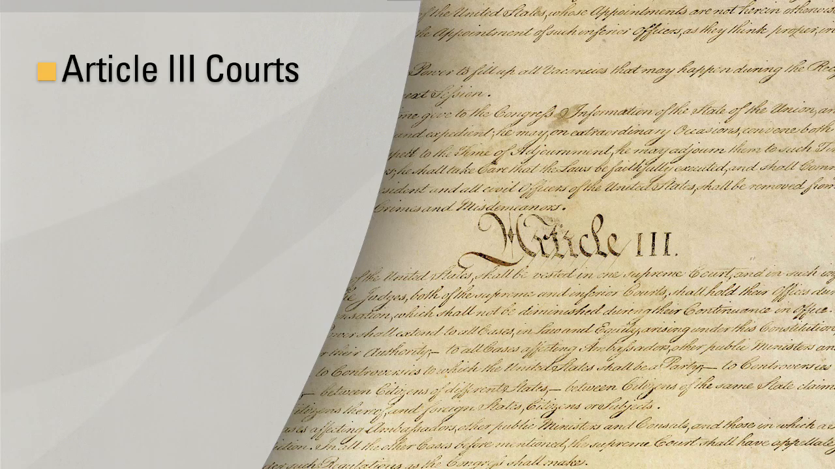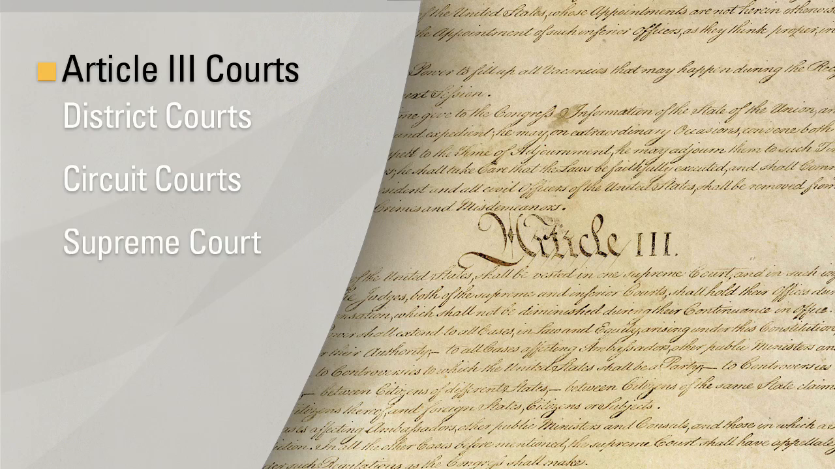Article 3 of the United States Constitution established the U.S. Supreme Court and granted the U.S. Congress the authority to create the lower courts. There are three levels of Article 3 courts in the federal system: district courts, the circuit courts of appeal, of which there are 13, and the United States Supreme Court, the highest court in the American judicial system.